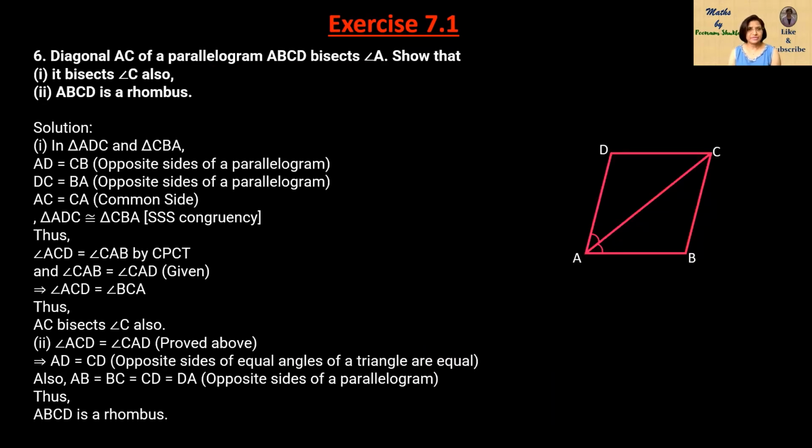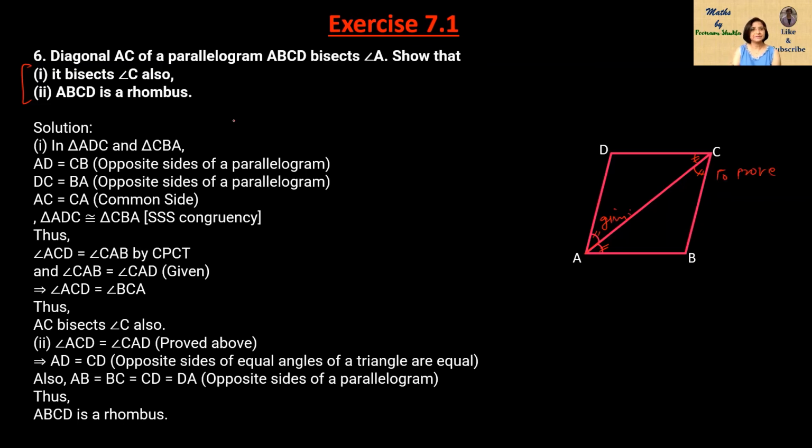Now we'll come to question number 6. Diagonal AC of a parallelogram ABCD bisects angle A. Show that it bisects angle C also. AC bisecting angle A means these two angles will be equal. What we have to show is that angle DCA will be equal to angle BCA. This is given and this is to prove.